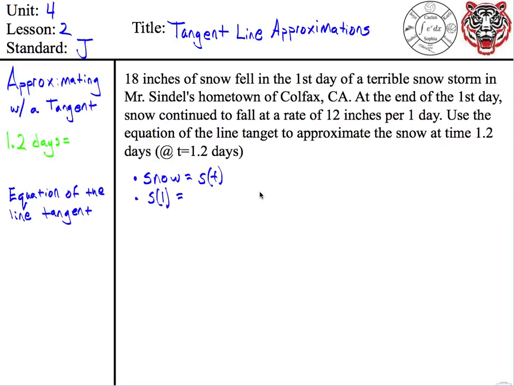All right, this is AP Calculus, Unit 4-2, Lesson 4-2. So today we're talking about tangent line approximations. So, opening up, we have approximating with a tangent, our example problem.